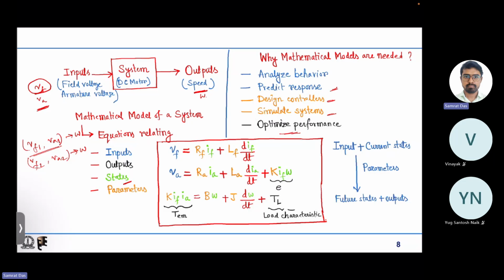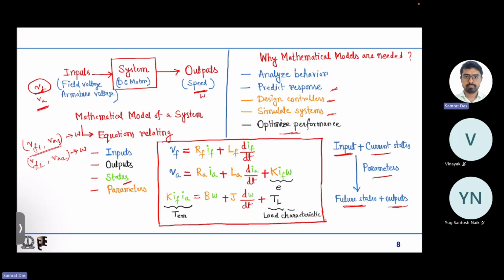So in a nutshell, if we know the inputs, if we know the current states, like the state variables, and if we know the parameters of the system, then it is possible for us to predict the future values of the state variables as well as the output. Output is typically one of the state variables, mostly in the case of dynamic systems.